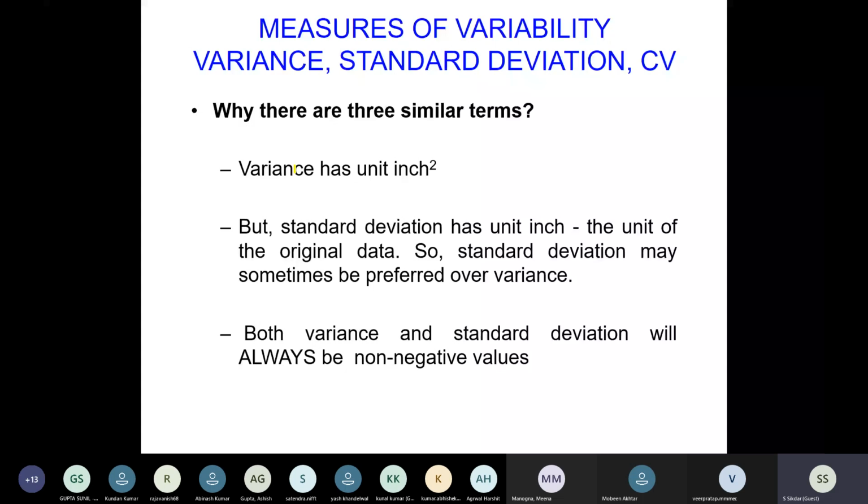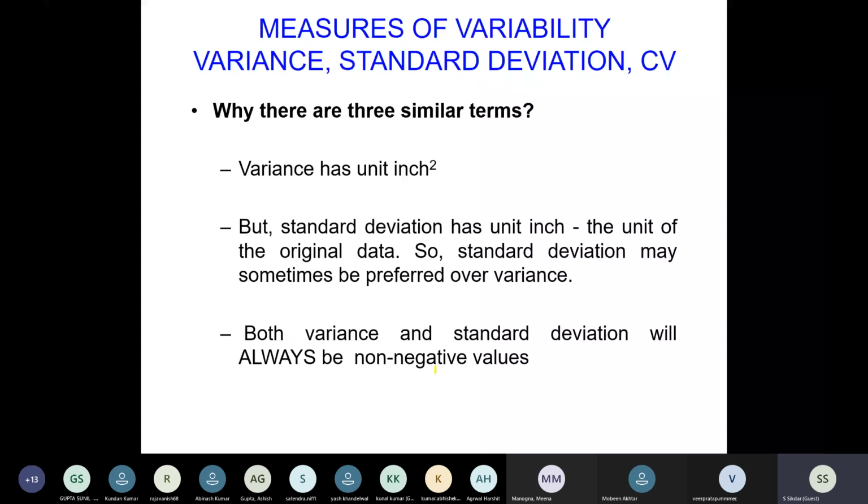So standard deviation may sometimes be preferred over variance. That's why I told you that people prefer to talk about standard deviation. For any data, you will say that the mean value is something like this and the standard deviation is this. Anywhere you will see this value. And as I said, variance and standard deviation will always be positive values because they are already squared values.